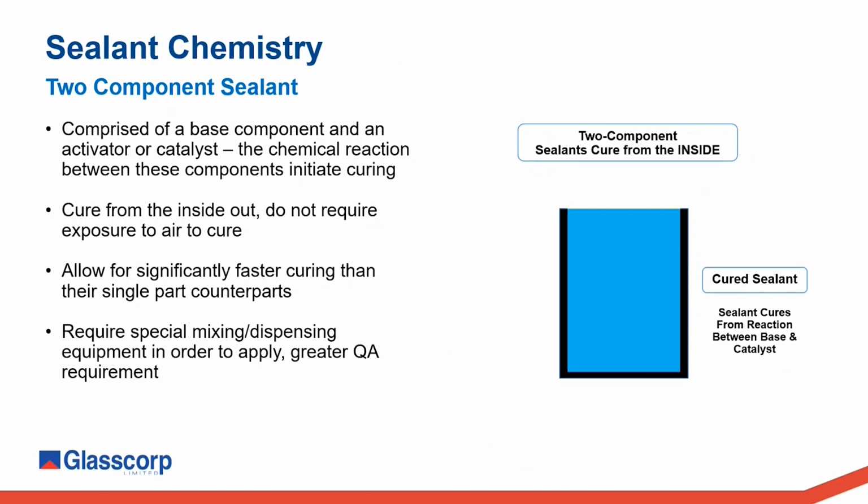Some considerations for two component sealants are that they do require the use of special mixing equipment. So this may be in the form of mixing pumps or special dual cartridge or applicator guns. Because there are two separate components, there is a little bit more room for error as well. So more attention must be paid to QA when using two component sealants.